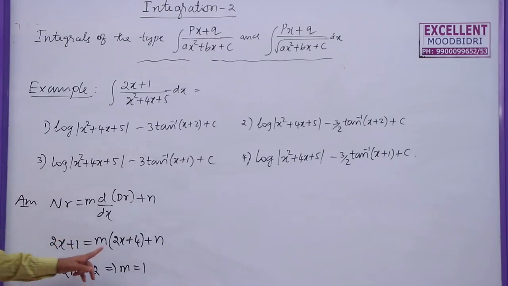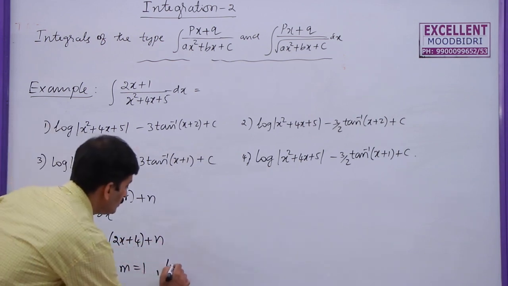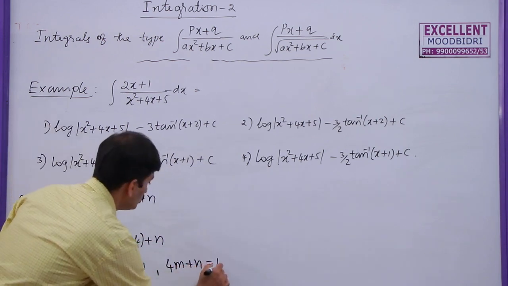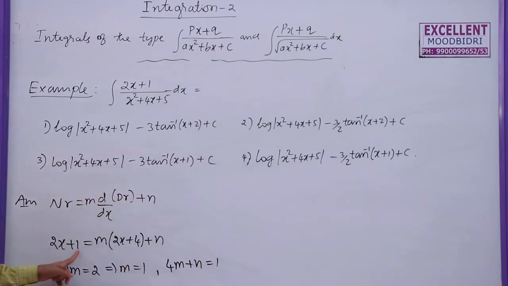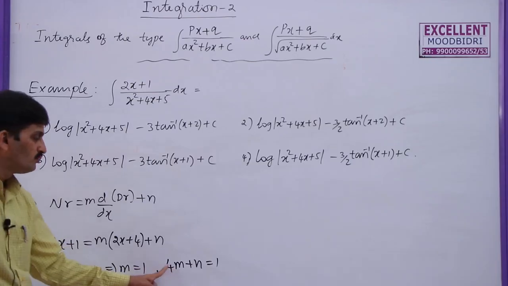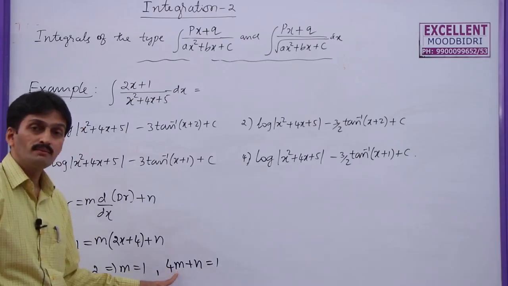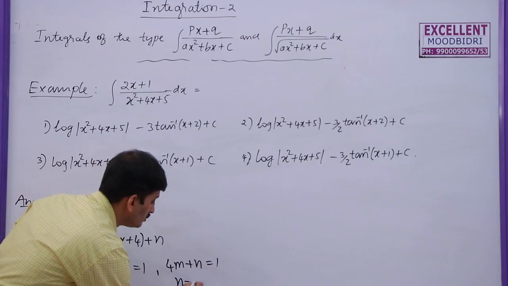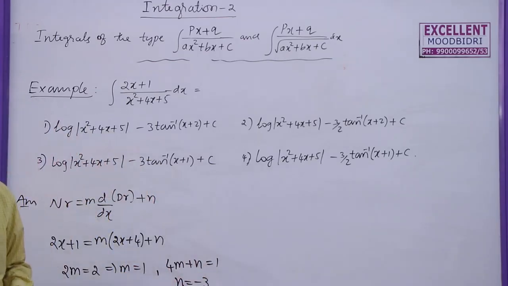Now compare the constant term. What is the constant term? 4m plus n. 4m plus n equal to 1, correct? Substitute m. Just now we have found out m, m equal to 1. 4 into 1, 4. 1 minus 4, minus 3. So n equal to minus 3.